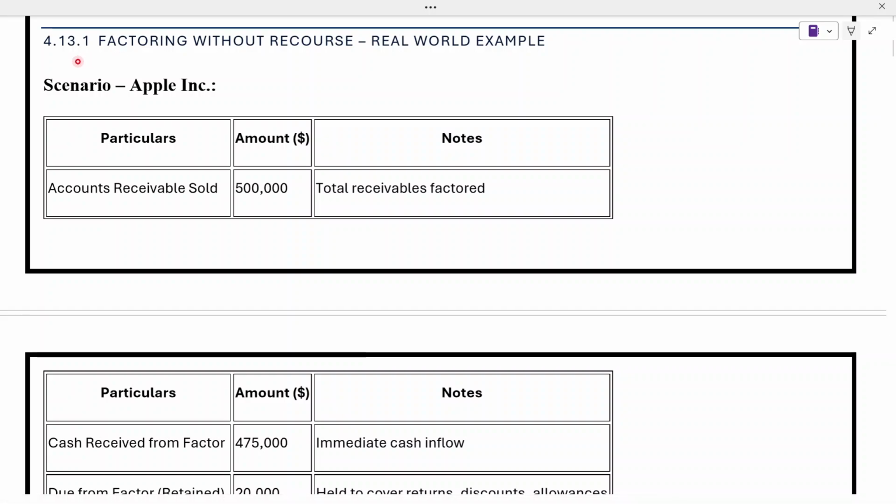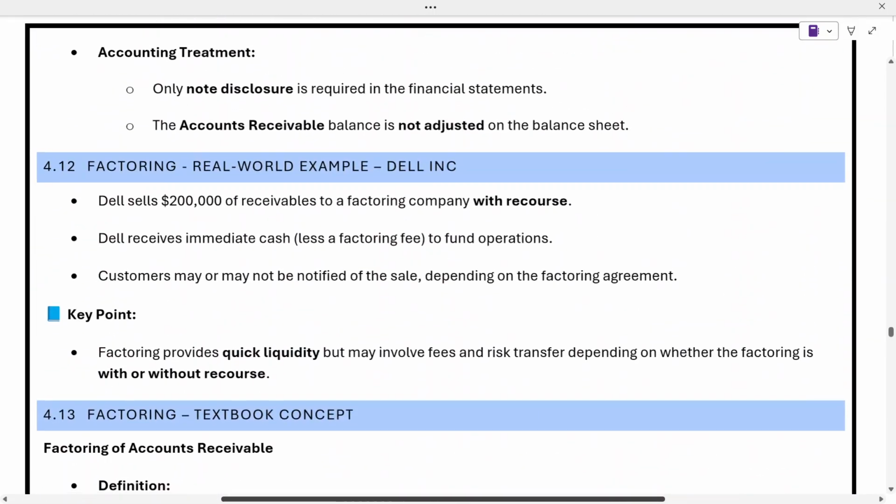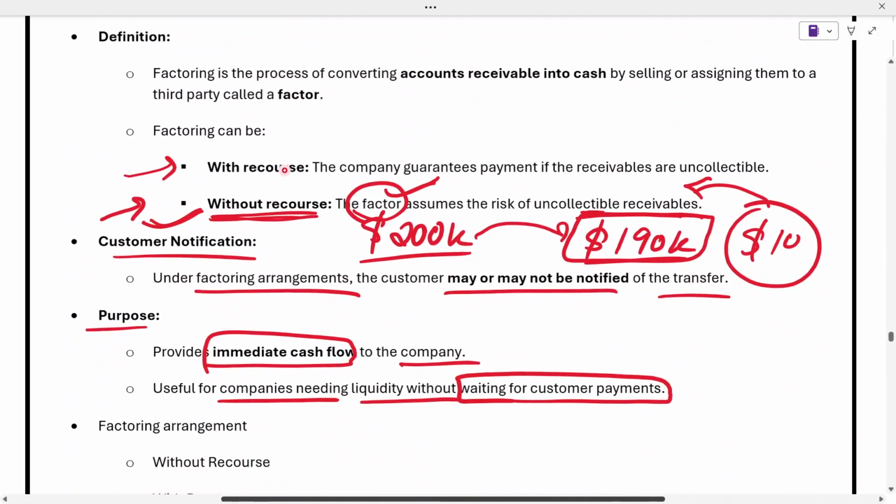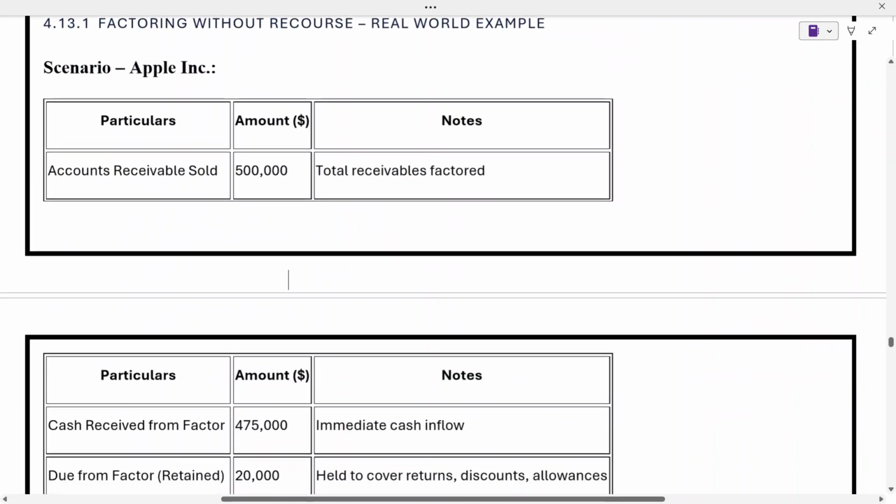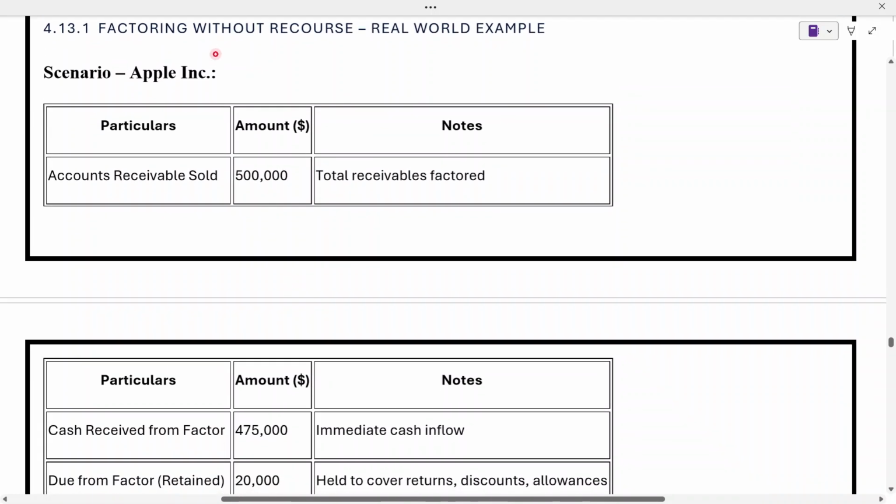Okay, now let's try to understand factoring without recourse with a real world example. Just to remember, factoring without recourse is a scenario wherein the factor assumes the risk of uncollectible receivables. So the bad debts responsibility stays with the factor, and this is without recourse.